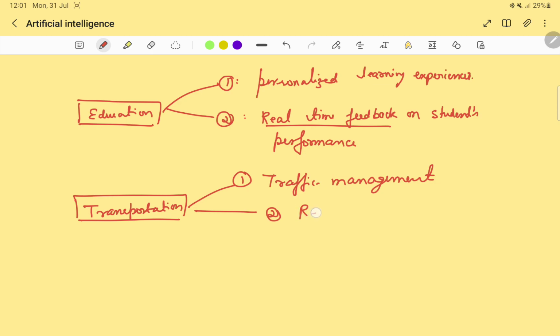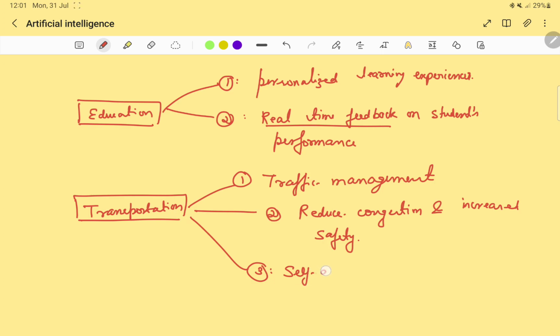So reduce congestion and increased safety. Okay. And it also helps us promote the self-driving car. You might have heard about Elon Musk, the Tesla, the self-driving cars are also there. So they are all AI powered. So self-driving cars, these are there.